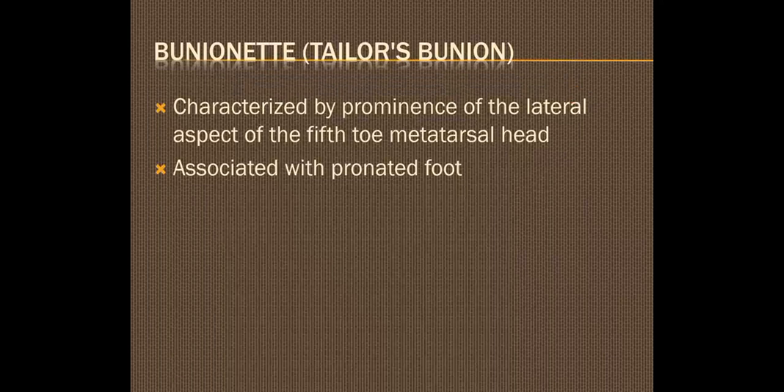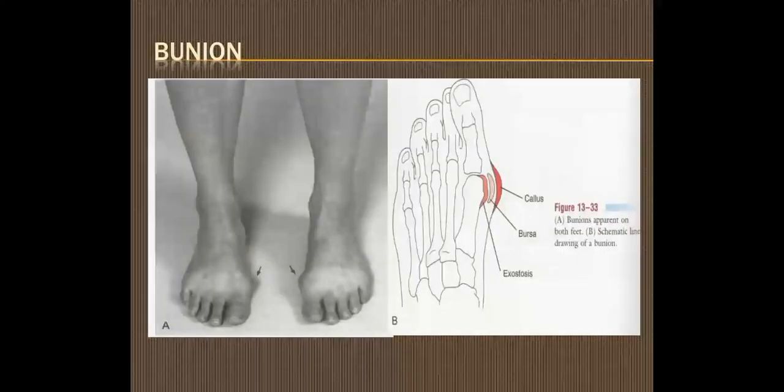Bunion or Taylor's bunion is characterized by prominence of the lateral aspect of the fifth toe metatarsal head. It is associated with the pronated foot. So this is the picture showing the bunion. In picture A we can see very prominent bunions. A shows bunions apparent on both feet, and B is a schematic line drawing of a bunion. So we can see exostosis can be there, and then the bursa can also swell, and there will be callus formation.